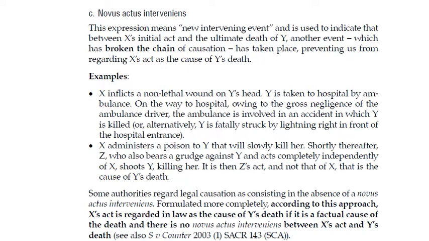The second example: X administers a poison to Y that will slowly kill her. Shortly thereafter, Z, who also bears a grudge against Y and acts completely independently of X, shoots Y, killing her. It is then Z's act and not that of X that is the cause of Y's death. I guess, guys, with these Ys and Zs and Xs, let us continue.